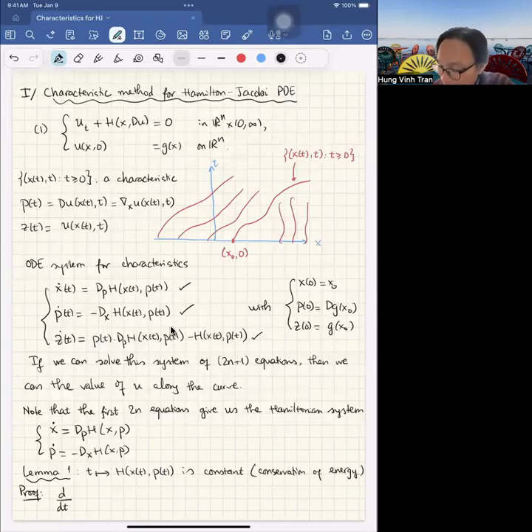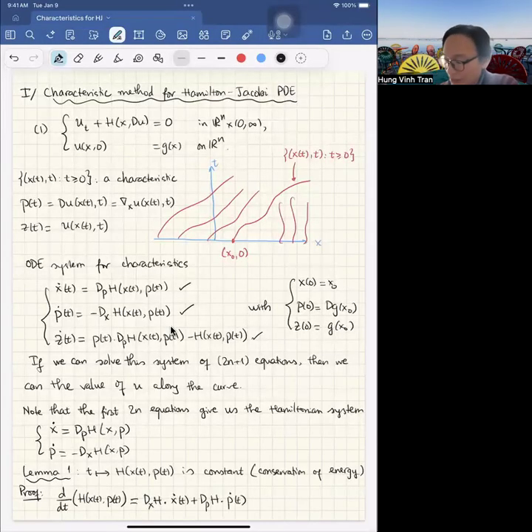So I'm going to compute d over dt of H of x, p, t. Okay, so measure the change in time of this Hamiltonian. By using the chain rule, t appears in both x and p, right? So if I differentiate in x, I would have dx of H dot product with x dot of t, okay? And if I differentiate in p, I would have dp of H dot product with p dot of t, right?